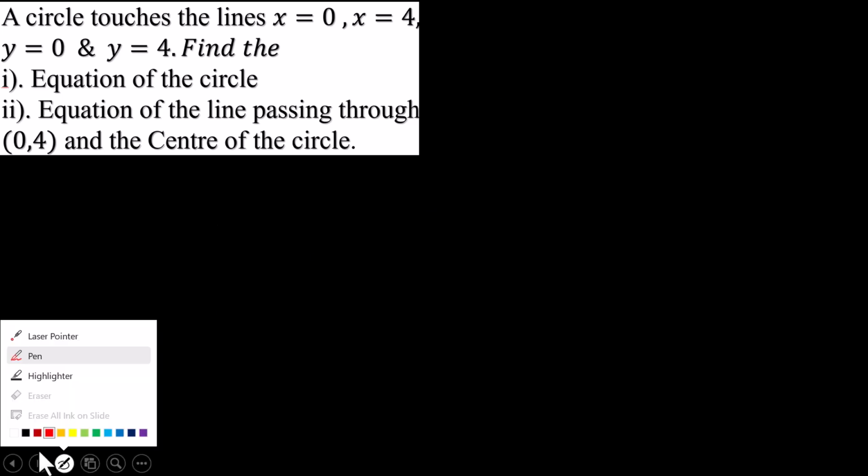All right, so let's see how we can sketch this. We have to find the equation of the circle, and we also have to find the equation of the line passing through the point and the center of the circle. Locating the center of the circle is very important. So let's sketch the first statement.